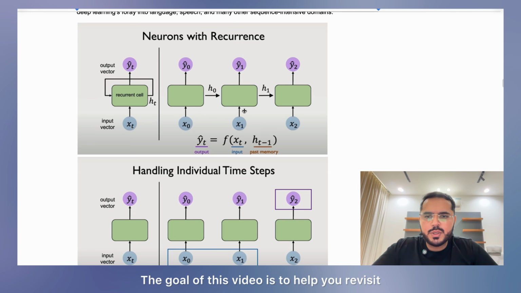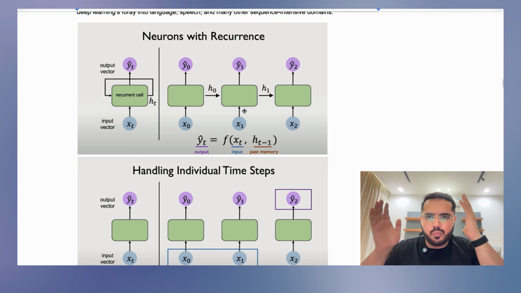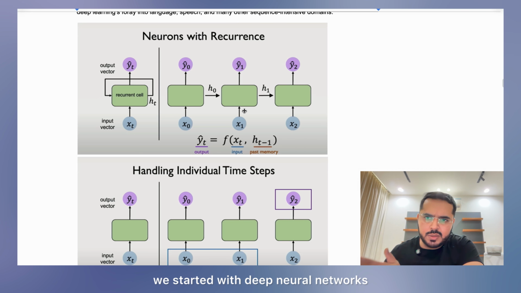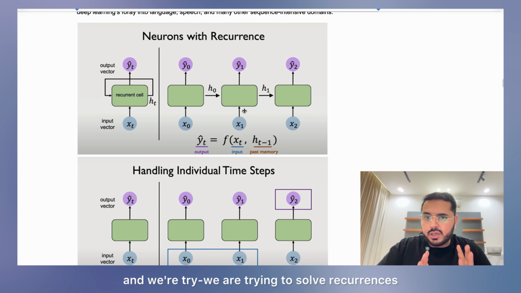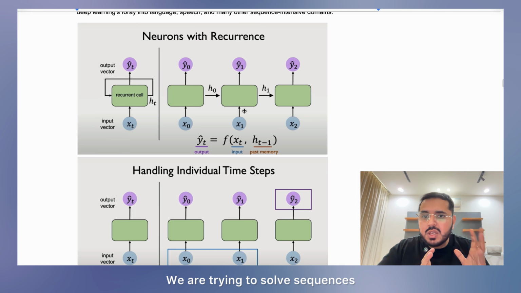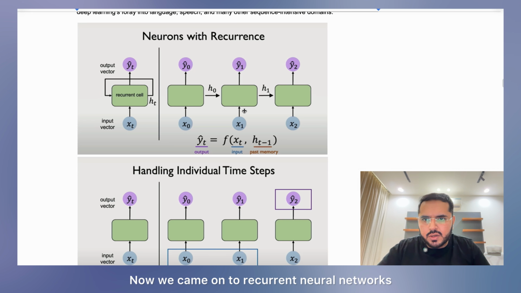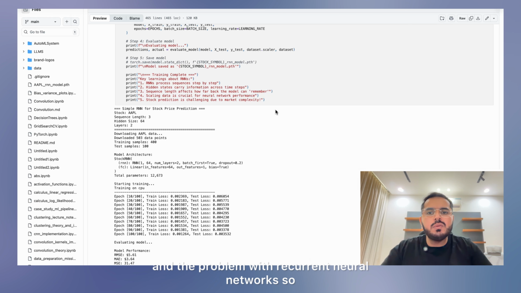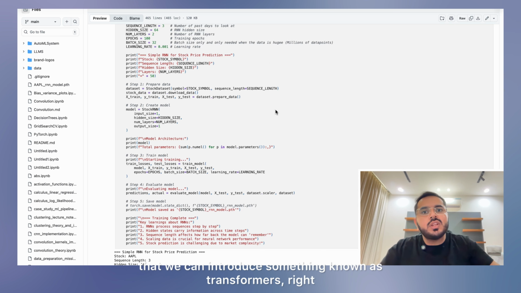The goal of this video is not to understand recurrent neural networks. The goal of this video is to help you revisit where we started with deep neural networks, and we are trying to solve recurrences, we are trying to solve sequences. Now we came on to recurrent neural networks and the problem with recurrent neural networks, so that we can introduce something known as transformers, right?